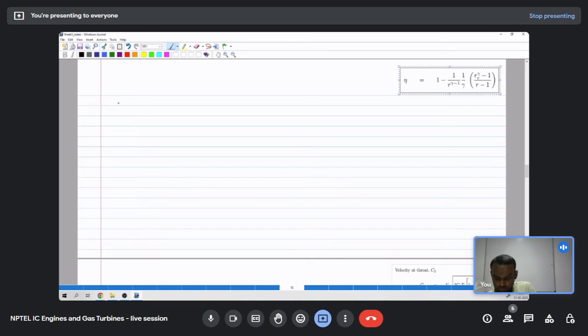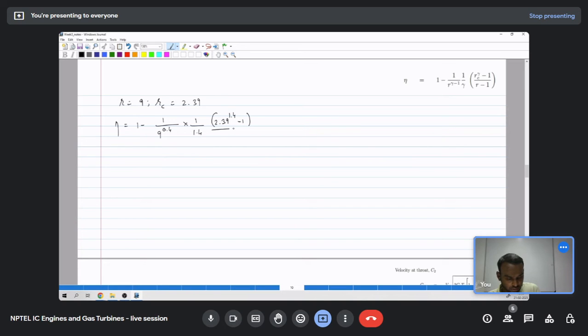So I know that compression ratio is 9 and cutoff ratio is 2.39. I can compute efficiency, which is 1 minus 1 by r, 9 power 0.4, into 1 by 1.4, into cutoff ratio power gamma, which is 2.39 power 1.4, minus 1, and then in the denominator I have 2.39 minus 1.